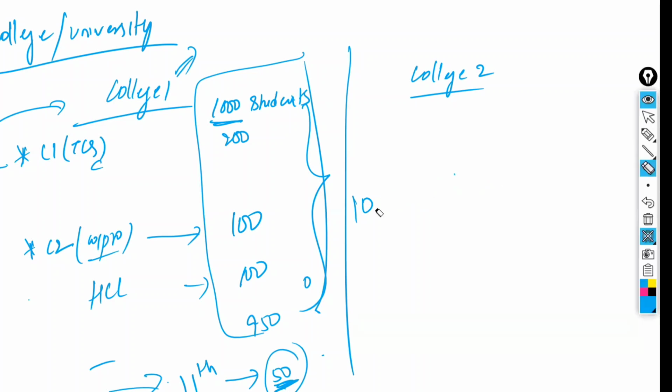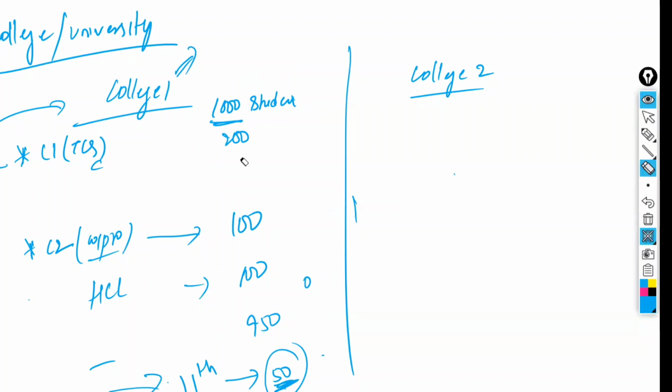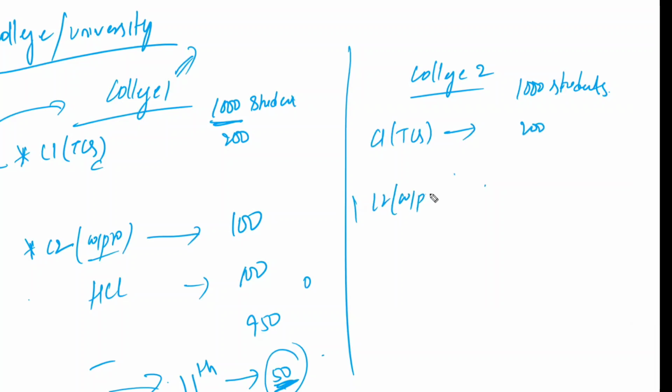Now we are having one more college, college number 2, where the same 1,000 students are there. Company 1, again TCS, is selecting 200 students. Now company 2, Wipro. For Wipro also, again the same 1,000 students will be there.